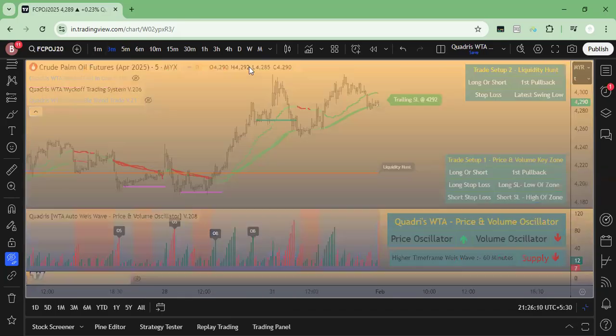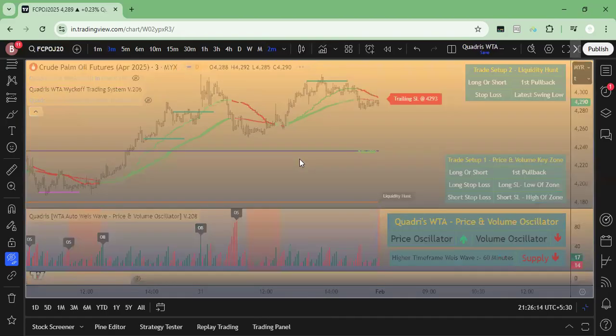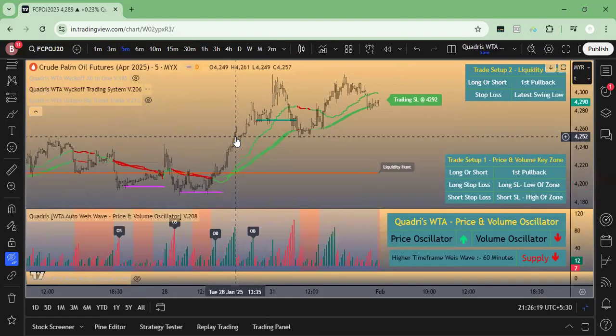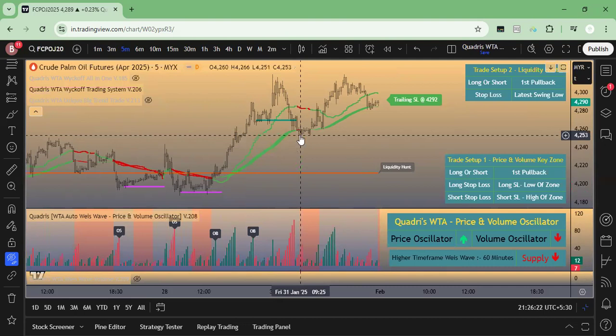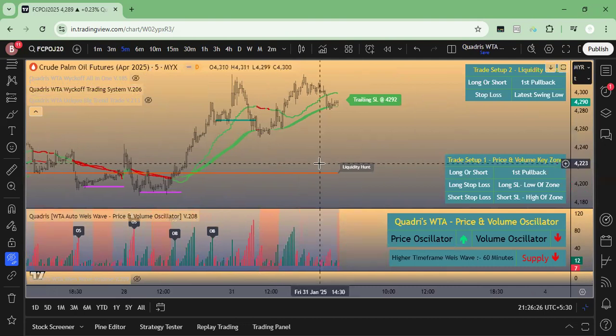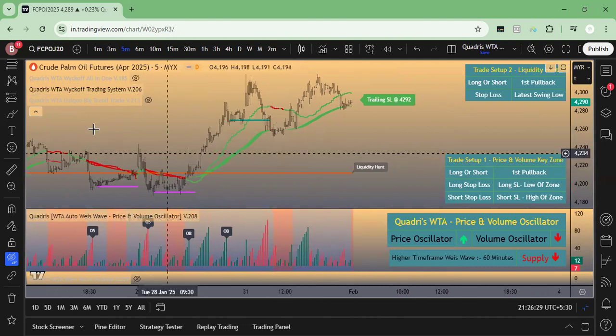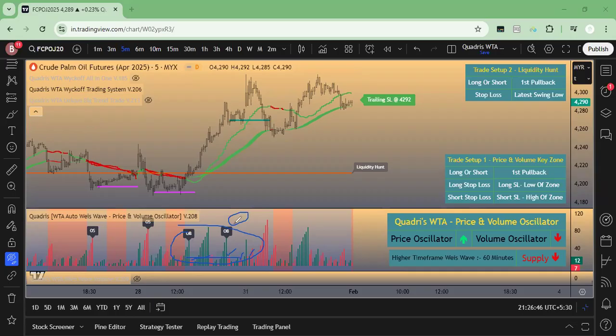So if you're trading on a lower time frame, just keep it up till this one, like how I'm doing my analysis, that is what I'm showing you. Here we have crude palm oil. We have demand generating here. Look at the supply, the red histogram. It is showing us no supply whatsoever, and the background is blue. That means it is demand on 1 hour.